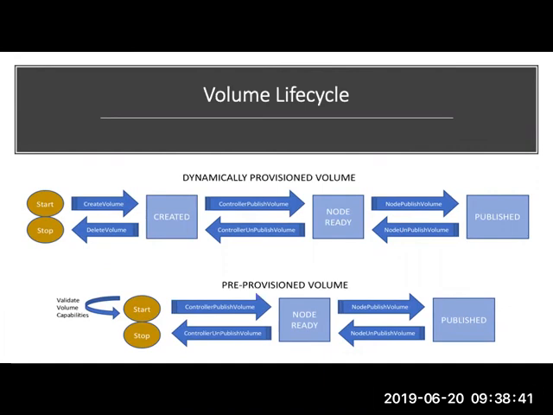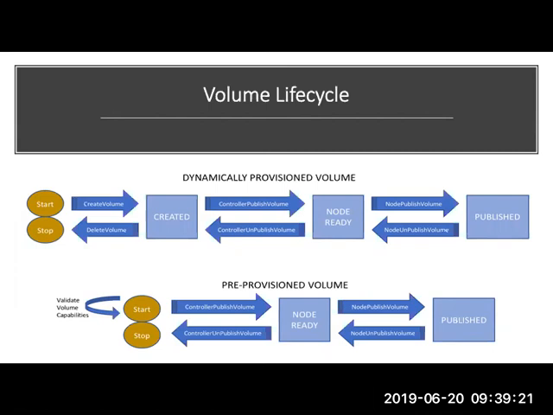So, typically when we want to use a volume, the first thing we want to do is create a volume. Once the volume is created, there is one container which wants to use that volume, and that container would be scheduled to run on some node. So what is the next step? You have to attach that volume on that node where the container will run. That is done by something called controller publish volume. So it attaches the volume on the node.